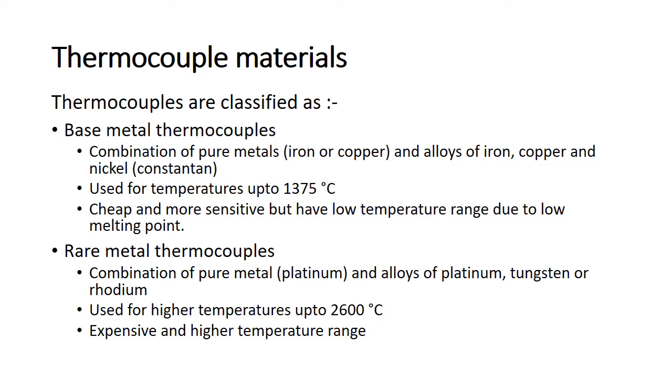These are cheap and more sensitive, but the disadvantage of base metal thermocouples is that they have a low temperature range because they have a low melting point compared to rare metal thermocouples. Rare metal thermocouples have a higher temperature range, that is 2600 degrees Celsius, and these are a combination of pure metal like platinum and alloys of platinum, tungsten and rhodium. You all know that platinum is an expensive material. So these rare metal thermocouples are expensive compared to base metal thermocouples, but they have a higher temperature range.